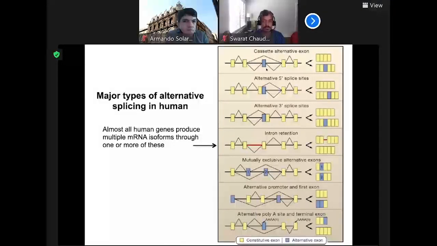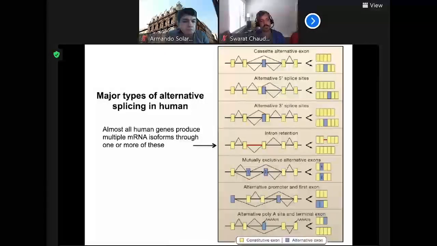the blue exon. But you can also have variants where you include a longer or shorter version of an exon, also either at the 5' splice site or at the 3' splice site, as shown here. You can sometimes retain an intron in the mature mRNA, and there are more complicated patterns in which you have mutually exclusive inclusion of 2 or more different alternative exons.